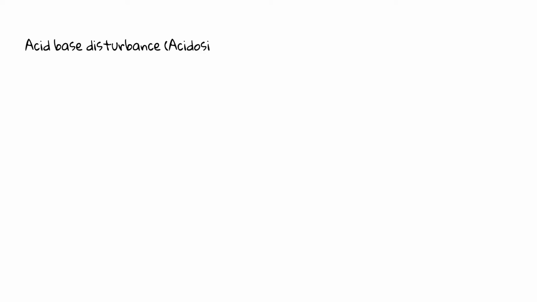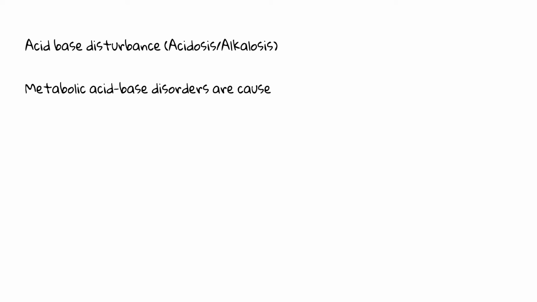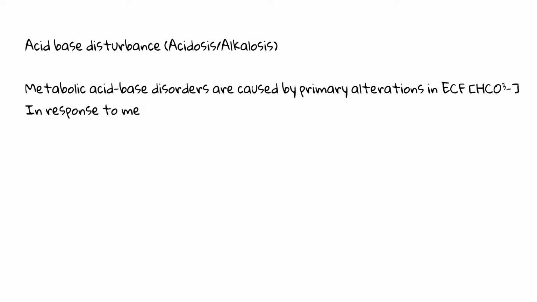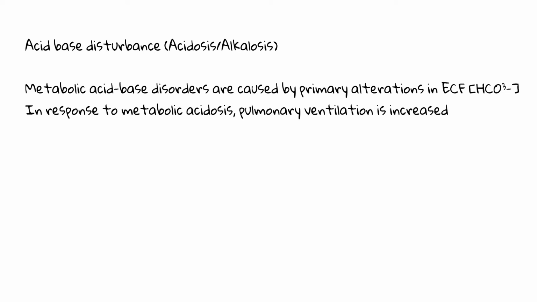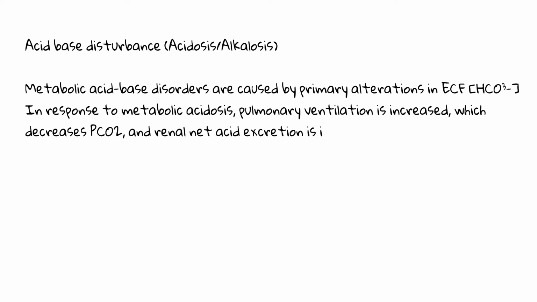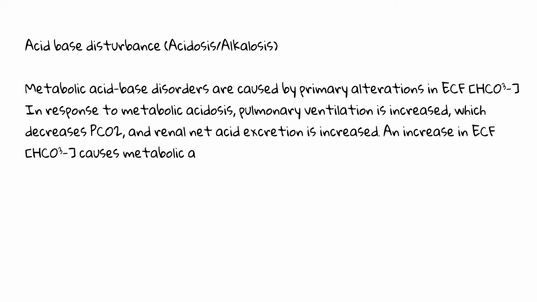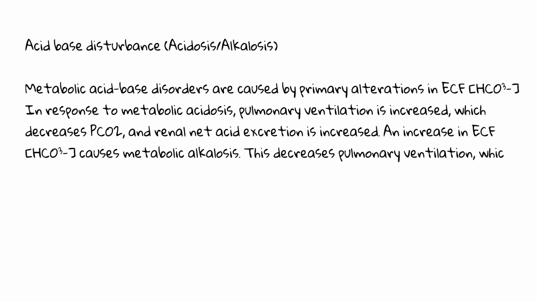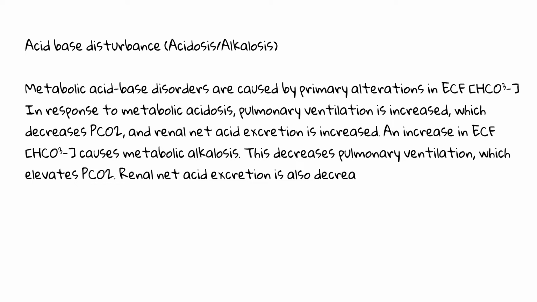Acid-base disturbance, acidosis, alkalosis. Metabolic acid-base disorders are caused by primary alterations in ECF bicarbonate. In response to metabolic acidosis, pulmonary ventilation is increased, which decreases partial pressure of carbon dioxide, and renal net acid excretion is increased. An increase in ECF bicarbonate causes metabolic alkalosis. This decreases pulmonary ventilation, which elevates partial pressure of carbon dioxide. Renal net acid excretion is also decreased.